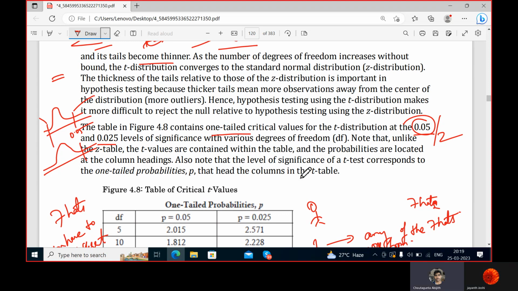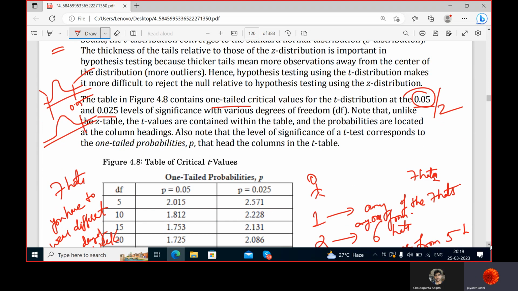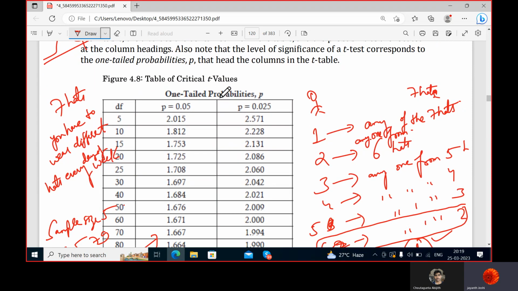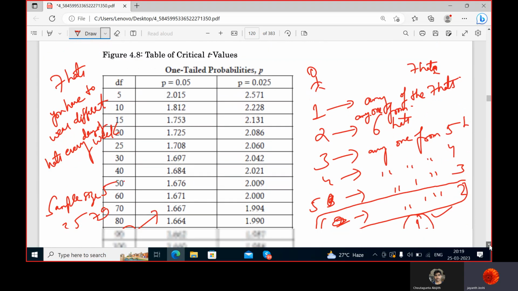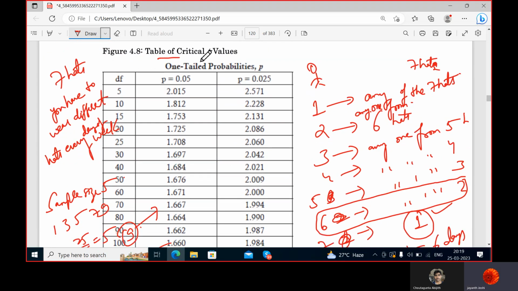In Z tables, we see the values on the backside of the table. Here, in the t table, one-tailed probabilities are given. This is the table of critical t values. When we find our test statistic, we have to compare it with the critical values, more than or less than, and decide. How to find that, we will see in the next session when we do hypothesis testing. These are the degrees of freedom, and these are the probabilities. So when I speak about 0.05, one tail, two tail.